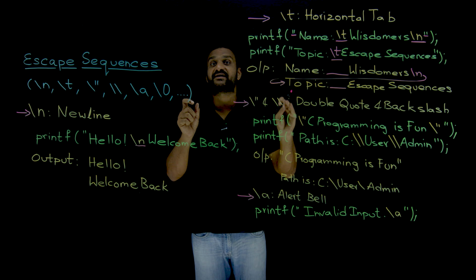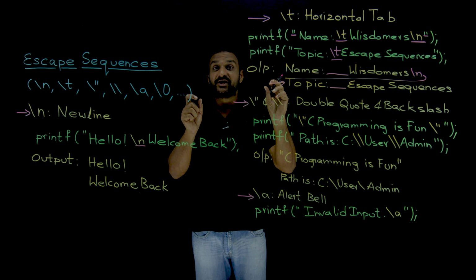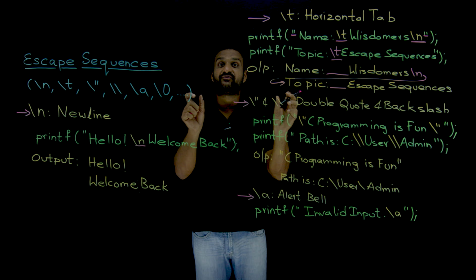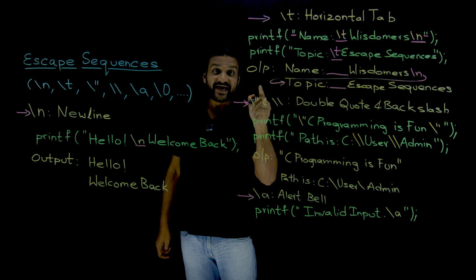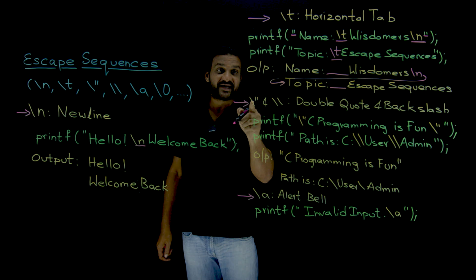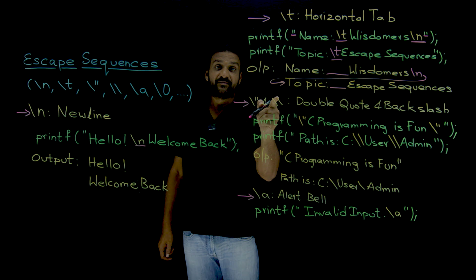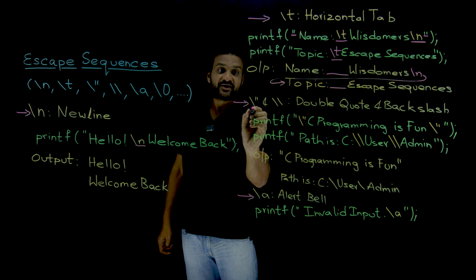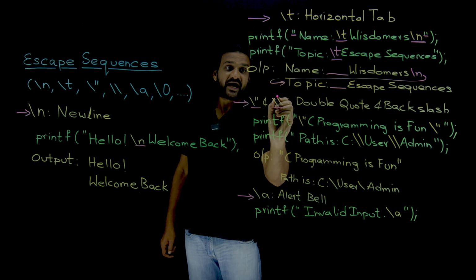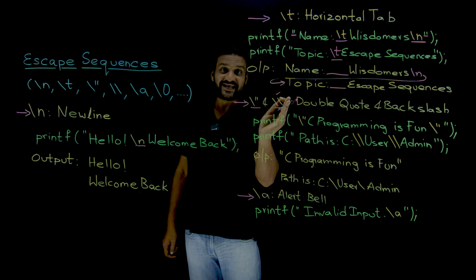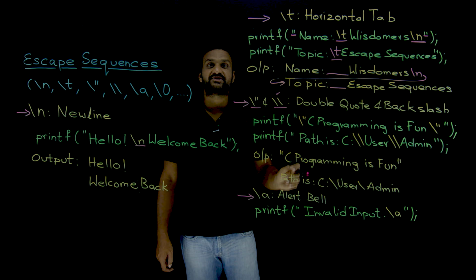Because they are special characters, we need to use a certain format. So that is how special characters need to be printed. Whenever special characters like double quotes and backslashes are to be printed, we have to use it like this. So this literally means I want only this double quote to be printed, and this means I want only this backslash to be printed onto the screen.